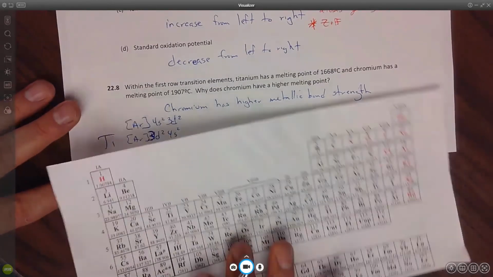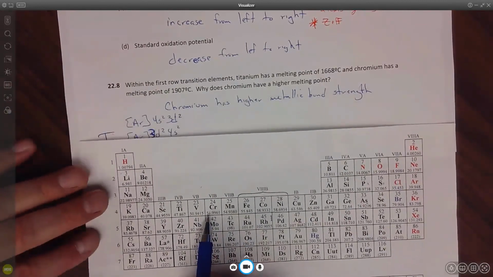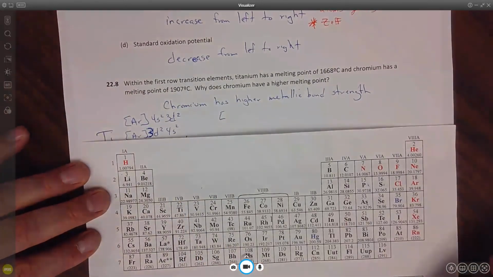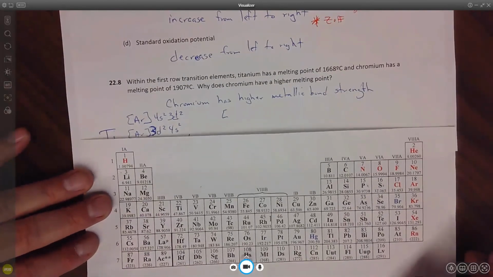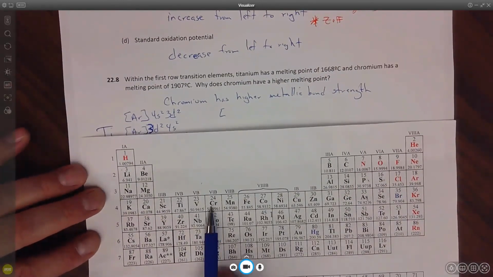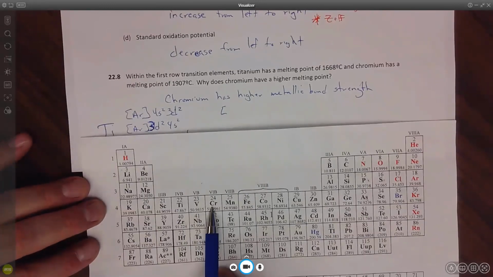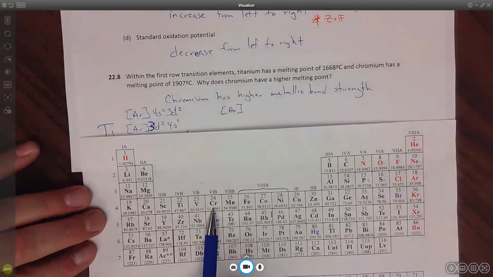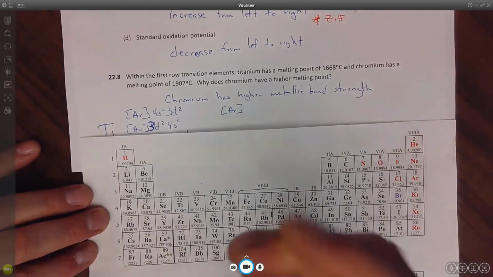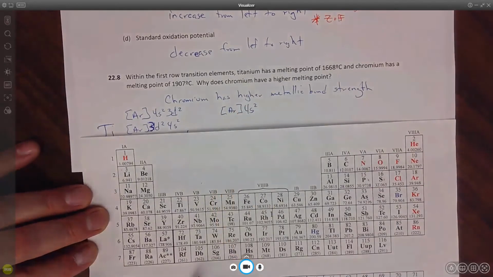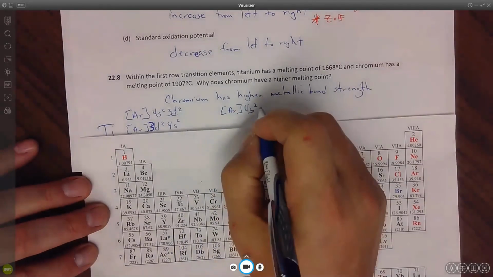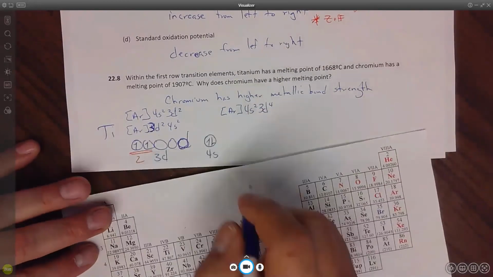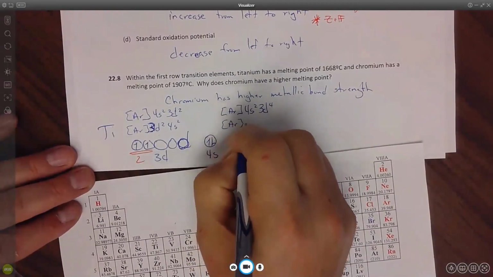Then we look at chromium. So there's chromium. Jada, what is the noble gas core for chromium? Chromium is going to be argon. Okay. And then how does it fill? It's going to be 4s2, 3d4. 1, 2, 3, 4. And then of course we've got to put it in proper order.